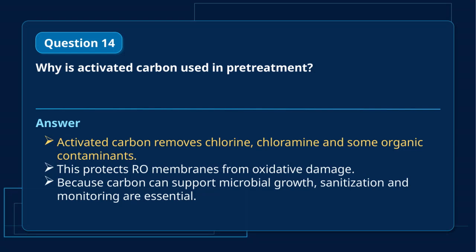Now, let's talk about why activated carbon is used in pretreatment. Activated carbon plays a crucial role by removing chlorine, chloramine, and certain organic contaminants from the water. This is really important because chlorine and chloramine can cause oxidative damage to reverse osmosis membranes, reducing their lifespan and efficiency. However, it's also important to note that activated carbon can support microbial growth, which means regular sanitization and careful monitoring are essential to keep the system safe and functioning properly. This balance ensures the membranes are protected while maintaining overall water quality.